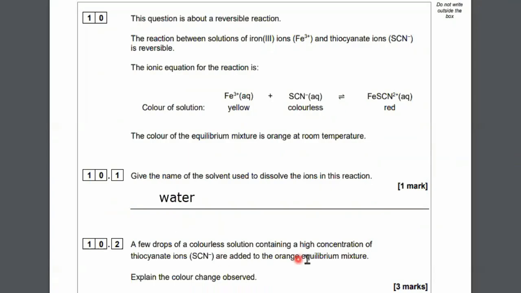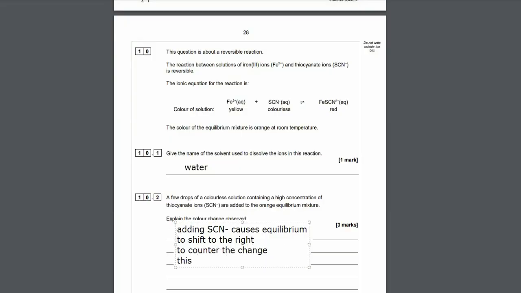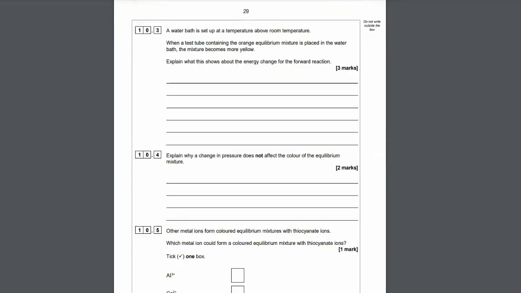There we go. Right, a few drops of colorless solution containing a high concentration of thiocyanate ions are added to the equilibrium mixture. Explain the color change. So if you add SCN- ions, you're going to cause the equilibrium to shift to the right. You've added SCN-. By Le Chatelier's principle, the reversible reaction will try and counter that change and shift the equilibrium to the right, producing more of the red color. So we're going to see the color go from yellow, more towards red.